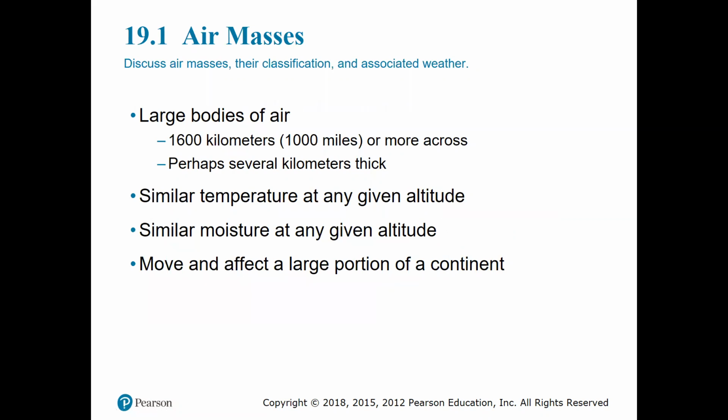Air masses are responsible for our weather patterns. And what we're going to look at is the movement of these air masses. Air masses are very large bodies of air, 1,000 miles or more across, several kilometers thick. They're characterized by a similarity in the temperature and the amount of moisture in a given altitude. So the air mass is going to develop and then move out of that area, bringing that temperature and moisture content with it. This is then going to affect a large portion of the continent and give us our day to day weather.